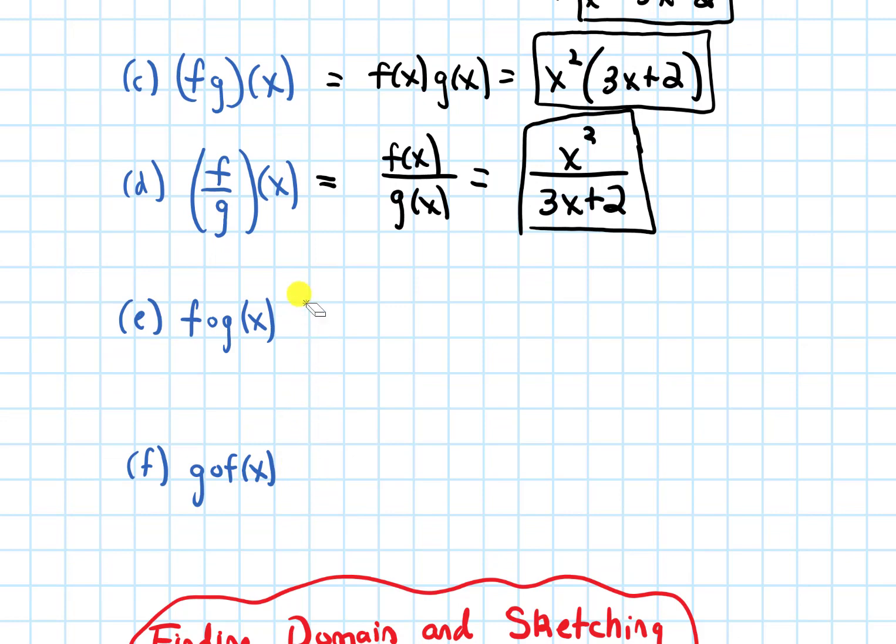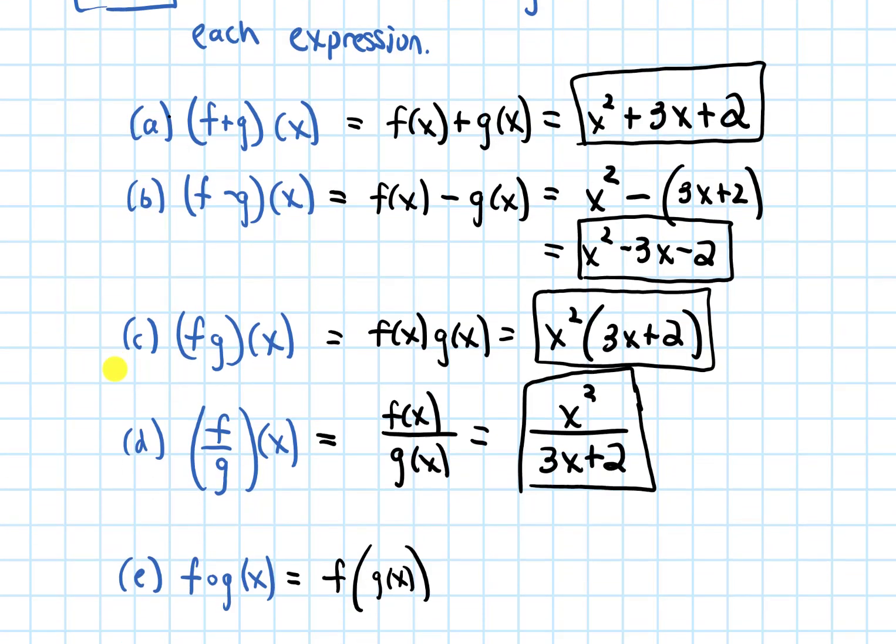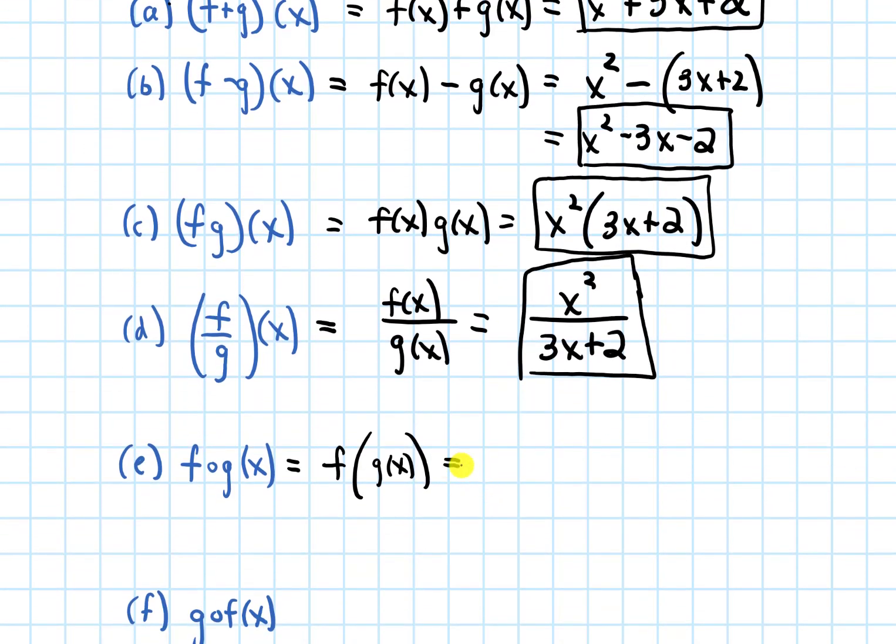So in E, we have f, this circle, and then g of x. This is called the composition of functions. This means I do f of g of x, which means I'm going to be plugging g of x into f. Anywhere I have the x in my formula for f of x, I'm going to be plugging in what g of x is. So this will give us f of, what was g of x? It was 3x plus 2. So let's remember f of x equals x squared.